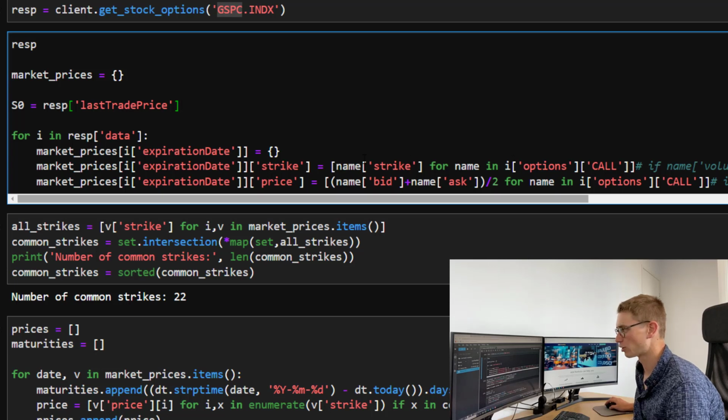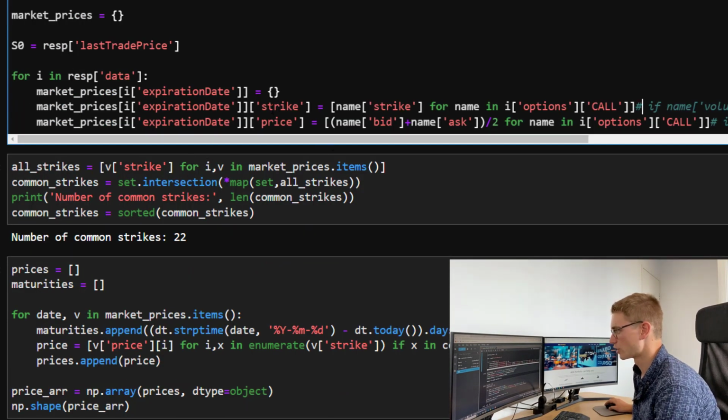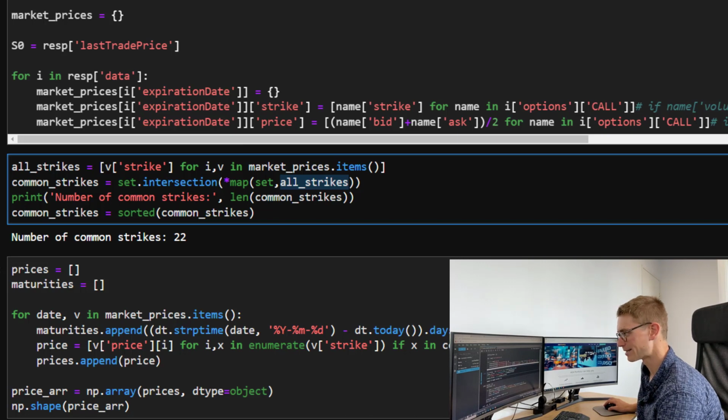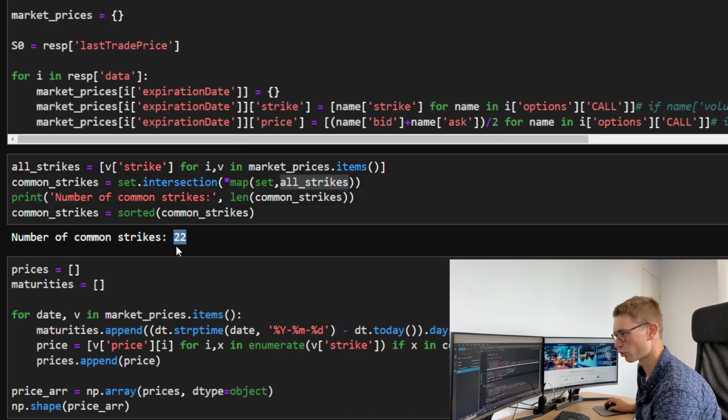Now you can take a look at the code here, and essentially what I'm doing is I want all the strikes, I want all the expiration dates. I want to set up another dictionary where I then define the strikes and the price for all the call options. Once we've got that, what I want to determine is which strikes across all these maturities have actually been traded. If I don't have products offered in the far 10 years, then I don't really want to see them. So I've done this for all strikes, and I'm comparing the sets of all the strikes at all the expiration dates. I'm getting the common intersection, and then I can see that I have 22 common strikes.